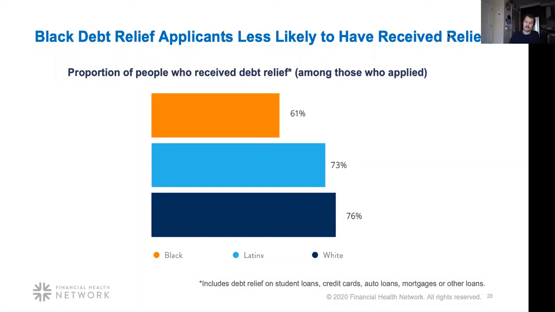But looking at the disaggregated data and the effects of COVID-19, we had asked individuals with debt if they had applied for debt relief during the COVID-19 pandemic. And among those who applied for some type of debt relief, Black individuals were least likely to have received relief. So only 61% of Black applicants had received relief, compared to higher rates for Latinx and white individuals. And this is significant considering that we know that Black individuals reported having unmanageable debt loads at even higher levels than other borrowers, yet were less likely to have received relief.